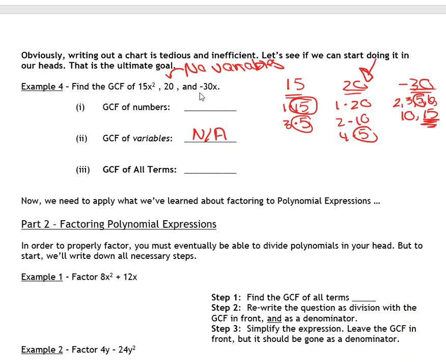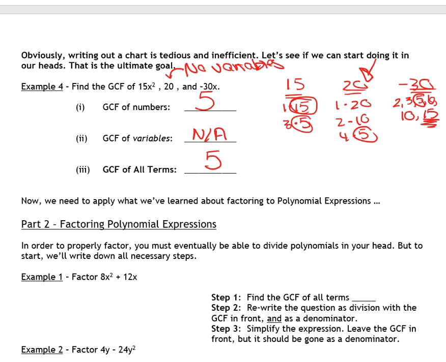So the greatest common factor of all the numbers is a 5, and we don't need to worry about the negative right now. Just make it a positive 5. The greatest common factor of all terms is just a 5. I have no letter here. There should be no x here because there's not an x common to all of them. So the greatest common factor of all of them is just a 5.